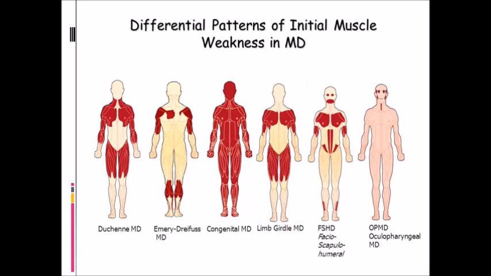Now, with this slide, you see the differential pattern of initial muscle weakness in muscle dystrophy. So you see these are the types. You see here in Duchenne muscular dystrophy, the muscle involvement is proximal and all of it is proximal. It's like limb girdle, while in Emery-Dreifuss it's proximal in the upper limb, distal in the lower limb. In congenital muscular dystrophy, it involves all the body actually, while with facioscapulohumeral, it's the distribution we've spoken about, and the same with oculopharyngeal muscle dystrophy.